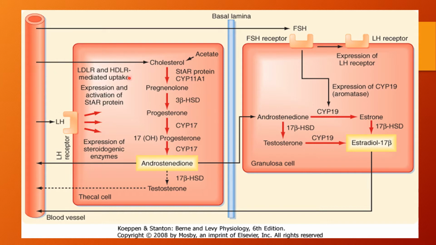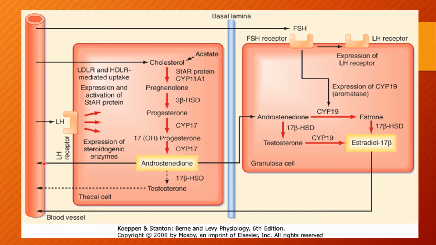Okay. And also with the entry of cholesterol from the blood vessel, it will be acted upon by StAR protein and your CYP11A1, and it will be converted to pregnenolone and further acted upon by 3-beta HSD to produce your progesterone, and further acted upon by your CYP17 to produce your 17-hydroxyprogesterone. With repeated action of your CYP17, it will produce your androstenedione.